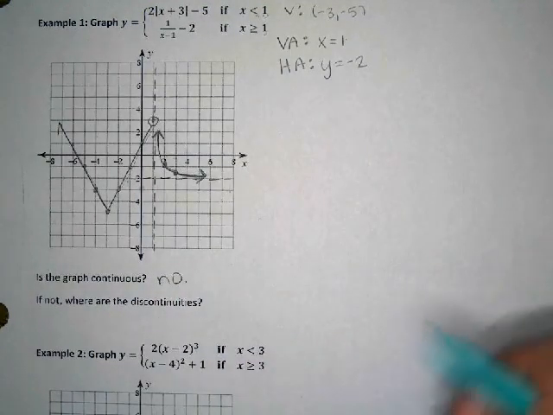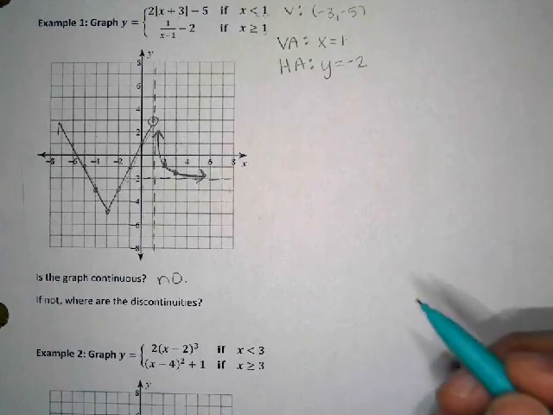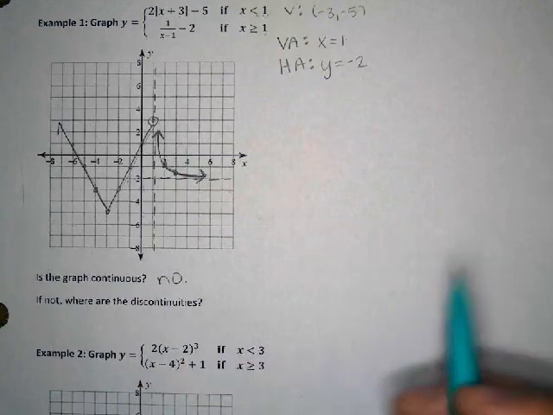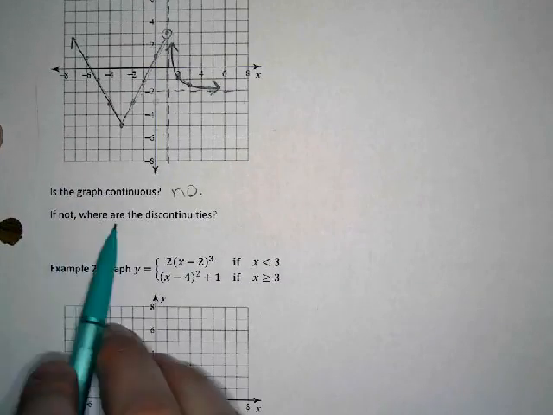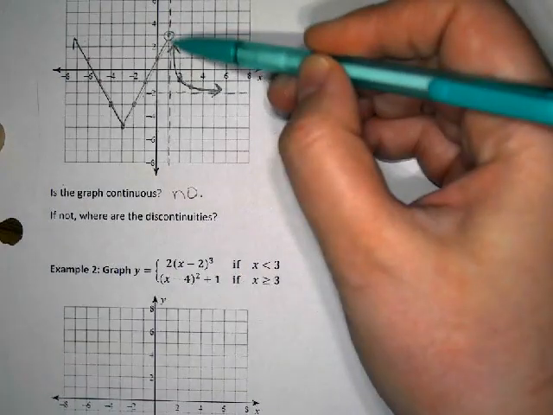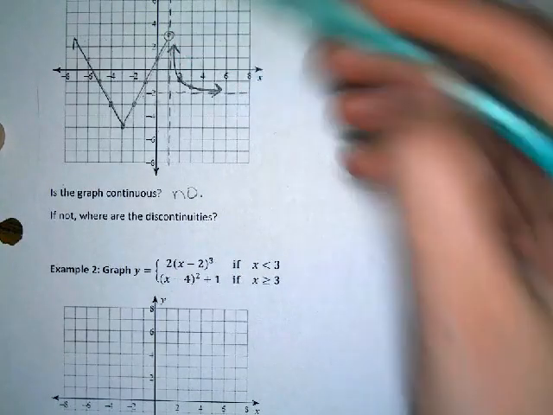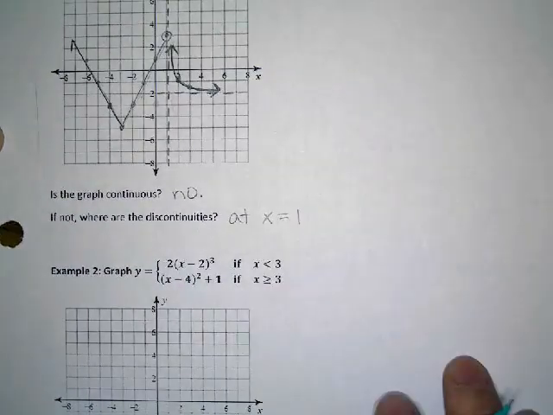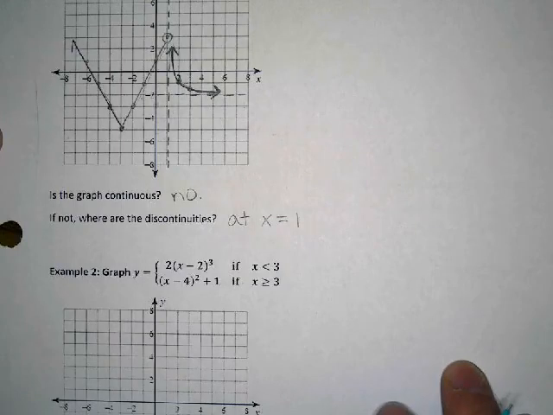It is possible that one piece and another piece connect, where one of them ends, the other one picks up again in the same place. It's possible for that to happen, but it doesn't happen all the time. So if not, where are the discontinuities? The discontinuity where it stops being continuous, where you have to make the jump, is at x equals 1. That is where the graph has a gap that makes it stop being continuous. All right, let's try the next one.